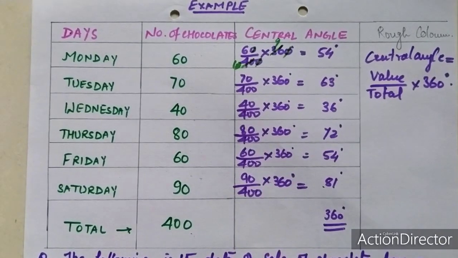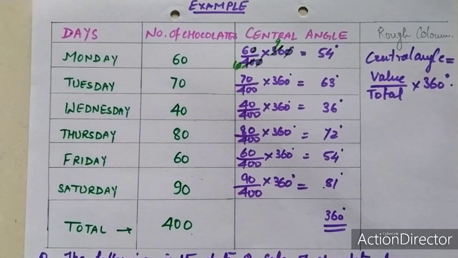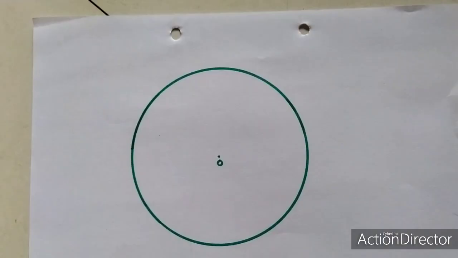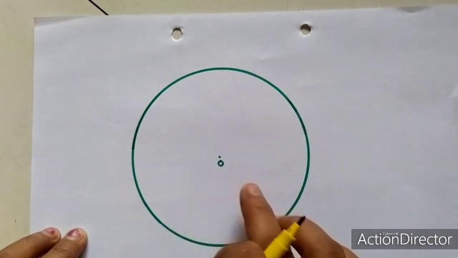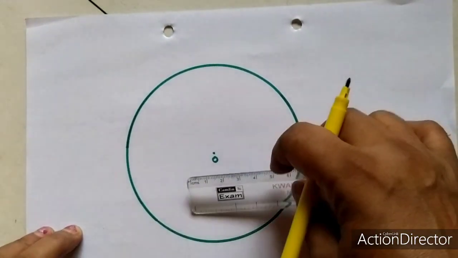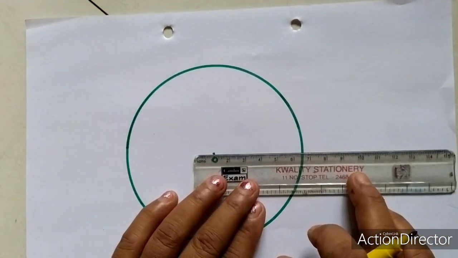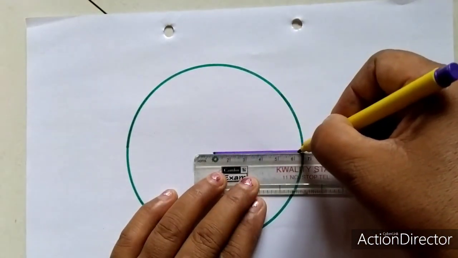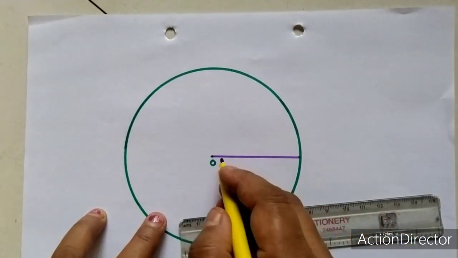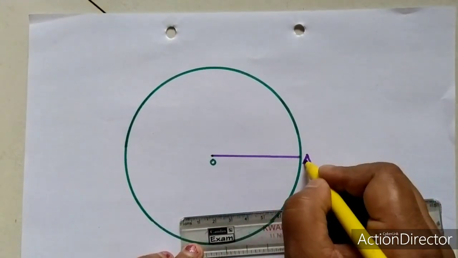Okay. Now how to make a pie chart? For that we are going to make a circle of any radius. It's not compulsory to take 4 cm or 5 cm; you can take any radius and draw a circle. I have already made one circle of any radius. Mark this point as center. Draw a radius, that means a horizontal line. This horizontal line shows that it is a radius. Mark this point as A.